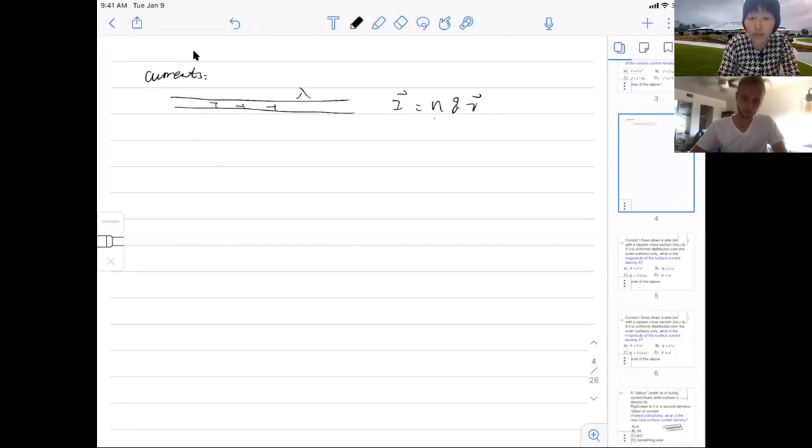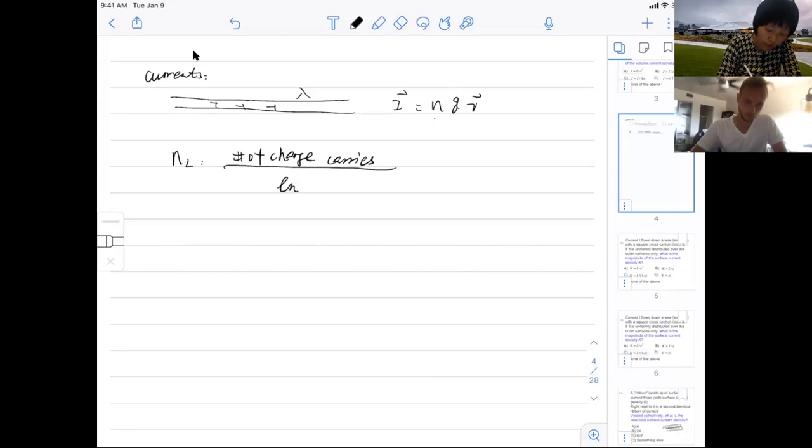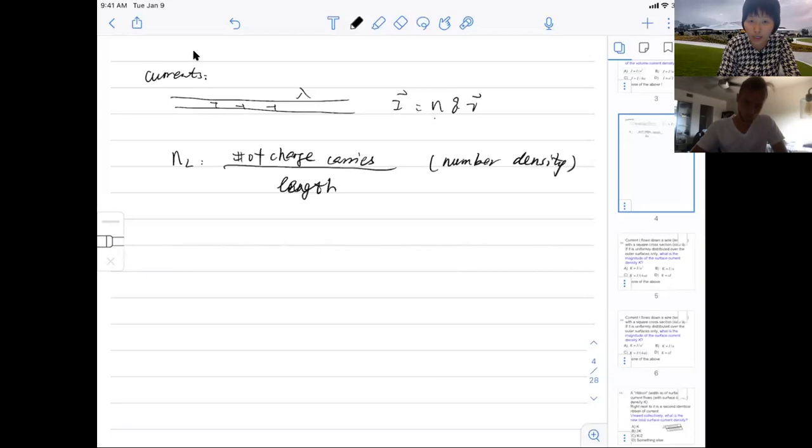We will encounter this N multiple times. That's called a number density. Here in the line, N indicates the number of charge carriers per unit length. Later on, we will have number density for 3D and 2D, but here it is just 1D. How many charges do you have per length? Then if you multiply by Q, each of the carriers carries this much coulomb. So that's the total amount of coulomb, N times Q times V.